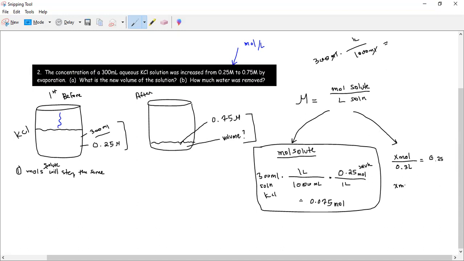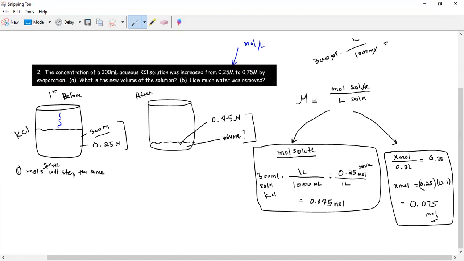So X moles, if we were to divide both sides or multiply both sides by 0.3, equals 0.25 multiplied by 0.3. And so our amount of moles, 0.25 multiplied by 0.3, would essentially give us the same answer. As I said, this is just a different way to do the same thing, which is 0.075 in terms of moles. So you could really go either way, but you just need enough information.